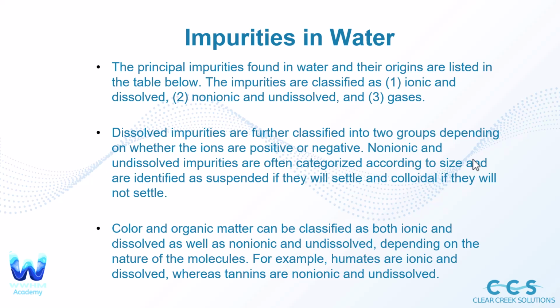Non-ionic and undissolved impurities are often categorized according to size and are identified as suspended if they will settle and colloidal if they will not settle. So color and organic matter can be classified as both ionic and dissolved, as well as non-ionic and undissolved, depending on the nature of the molecules. For example, humates are ionic and dissolved, whereas tannins are non-ionic and undissolved.